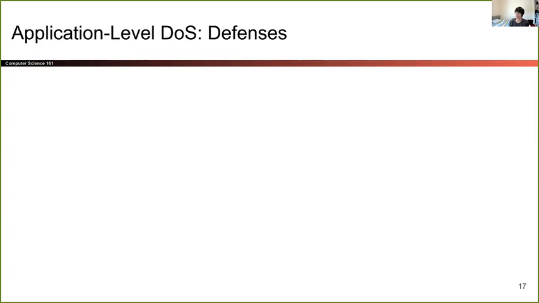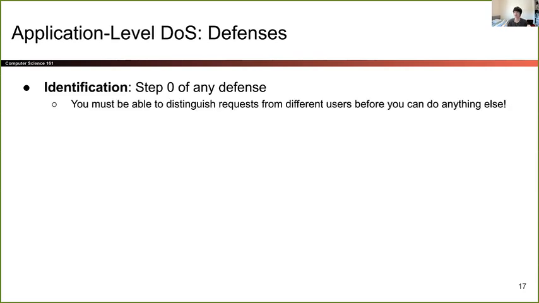All right, so getting into some of the defenses, the first thing that we need for application level DOS is identification. You need to be able to know which request comes from which user, because if all you see are a bunch of requests, you're never going to know if I'm getting one request from the same person 10,000 times, or I'm getting requests from different people and my service is really popular today. So you have to be able to distinguish which requests are coming from which users.